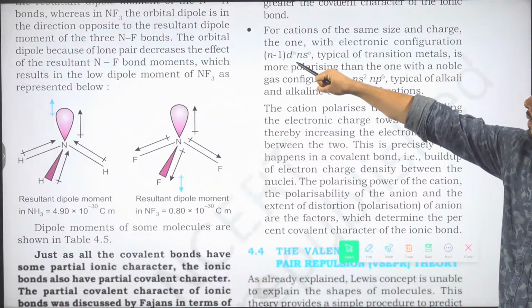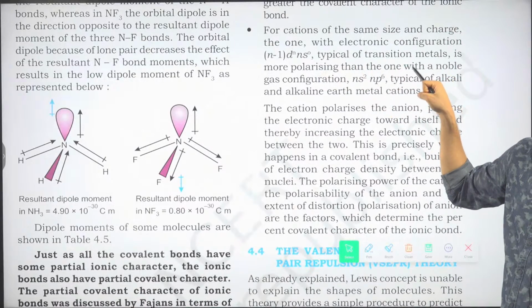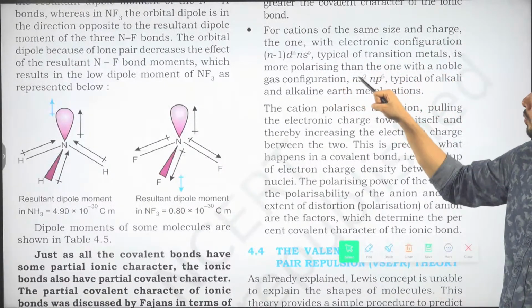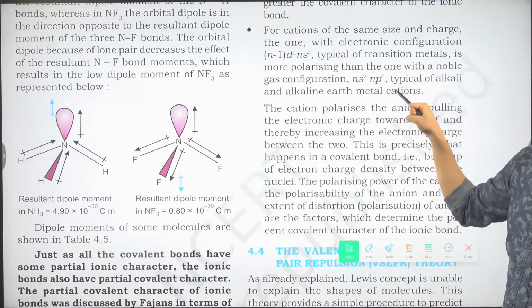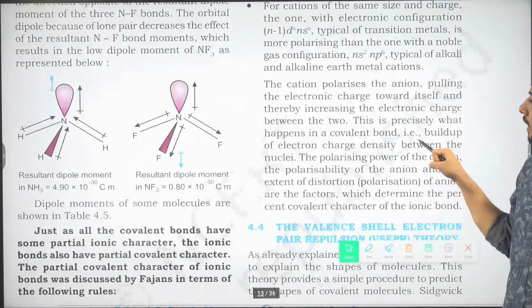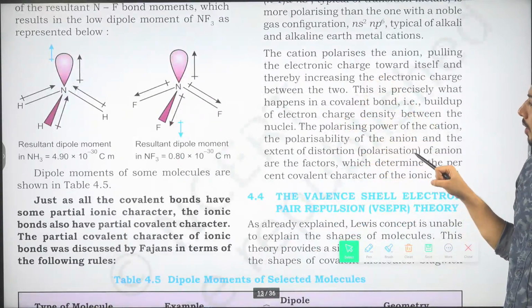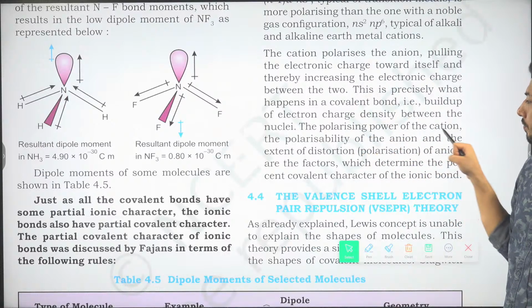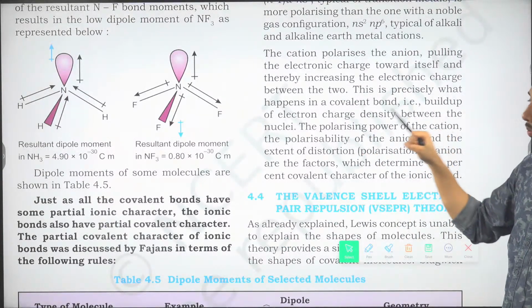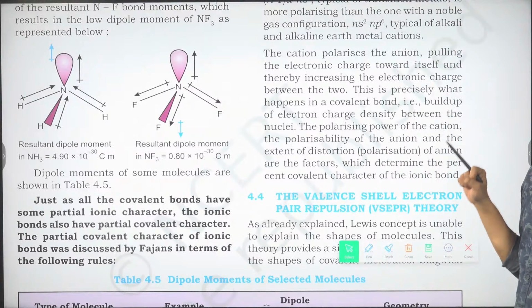Electronic configuration (n-1)dⁿ, typical of transition elements. They have more polarizing power as compared to inert gas configuration. Okay? Then you will read this portion where which terms are used. Polarizing power is used for cation, and polarizability is used for anion.